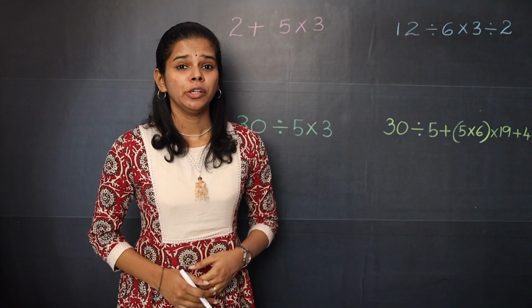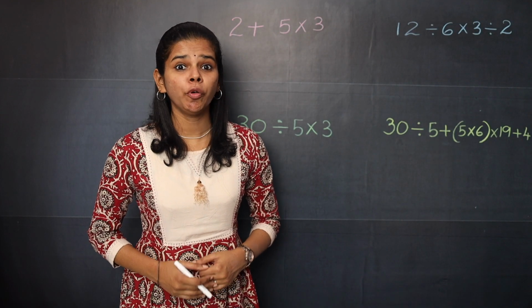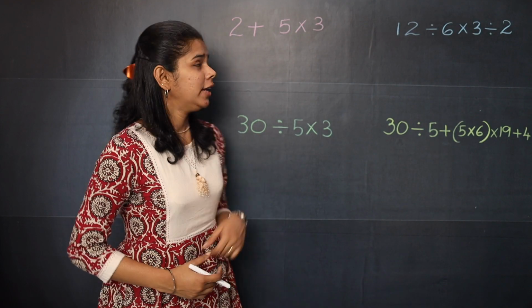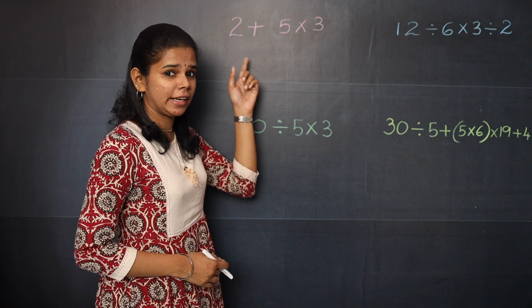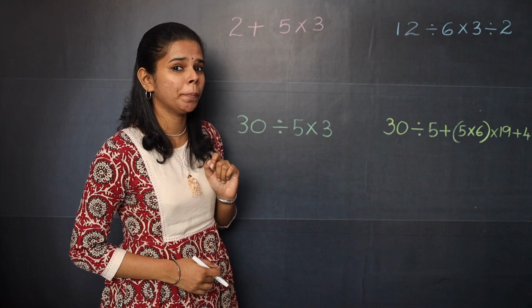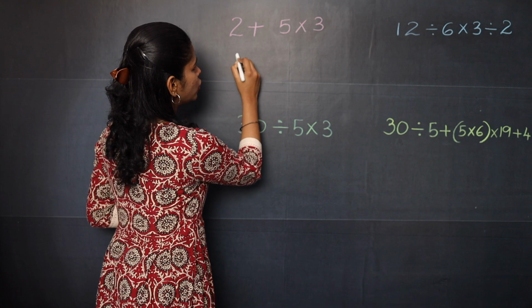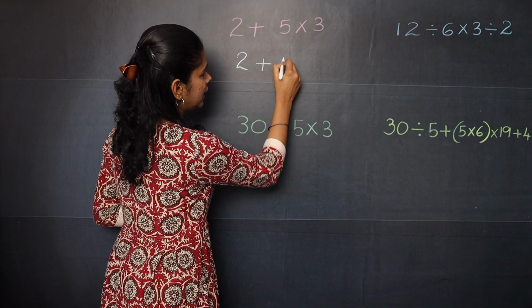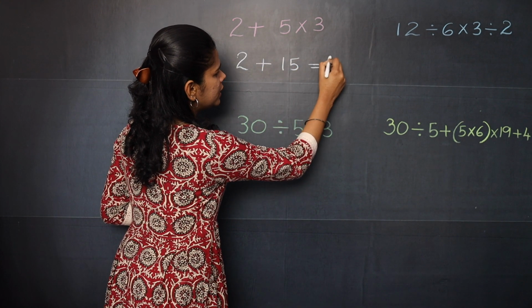Now let's solve these examples. Remember, you should multiply or divide before you add or subtract. In the first question, you can see there is an addition and multiplication. So you should multiply first. So it becomes 2 plus 15 is equal to 17.